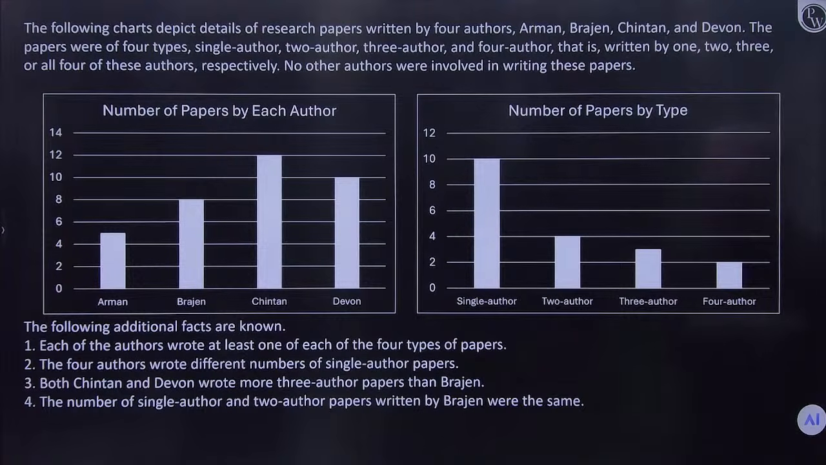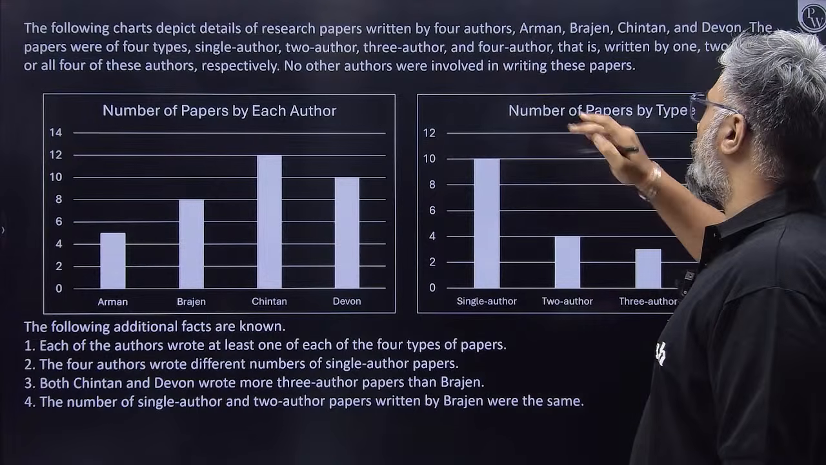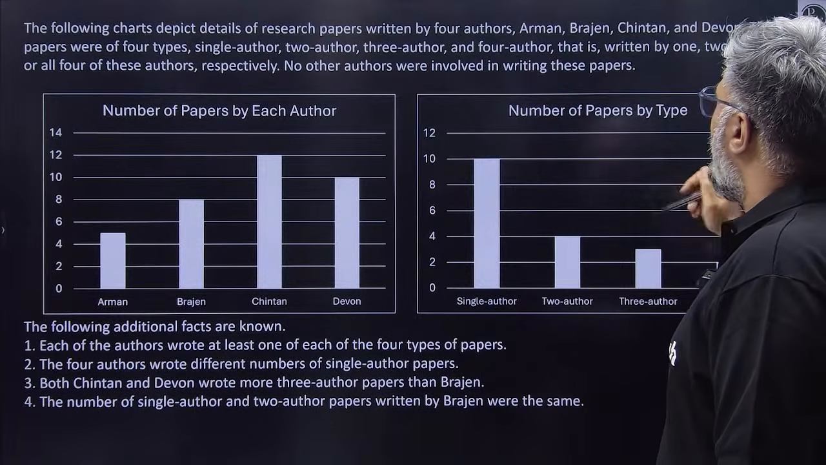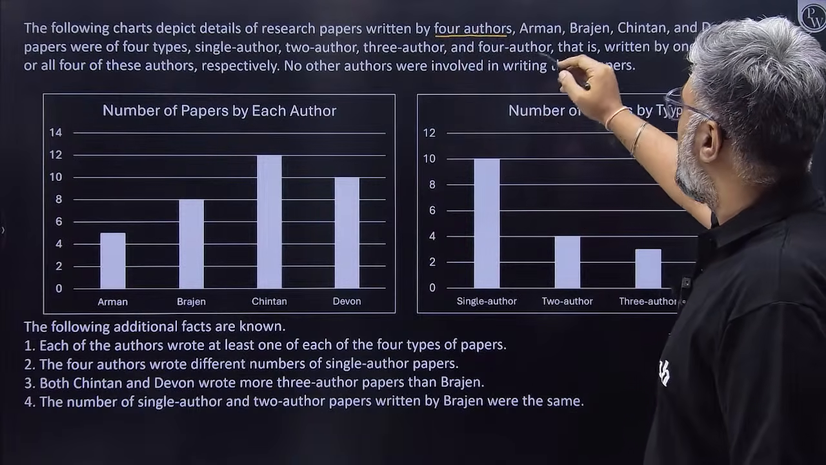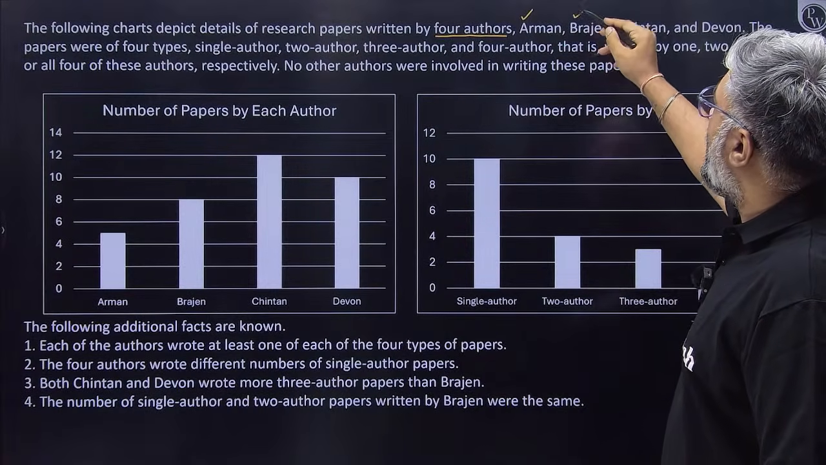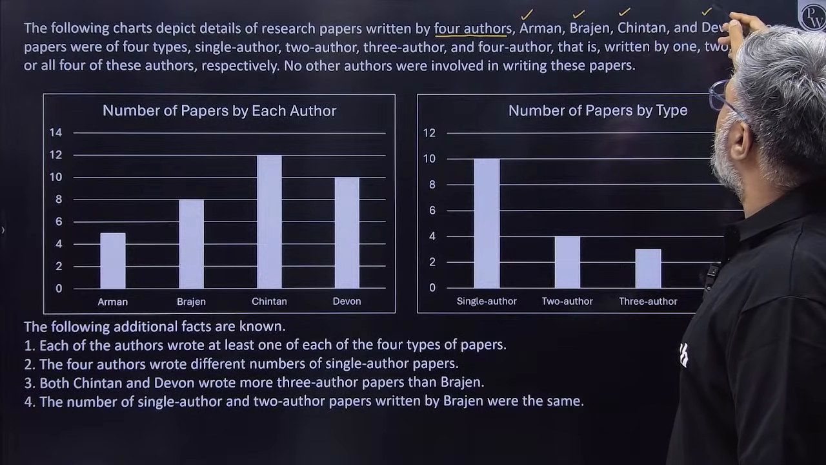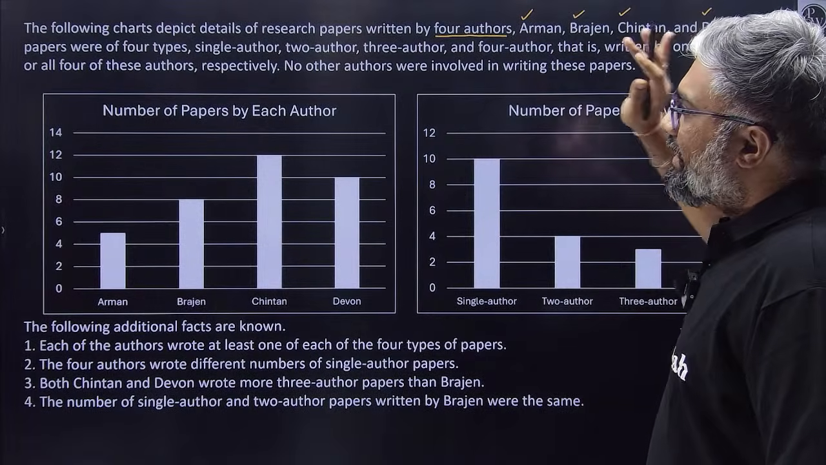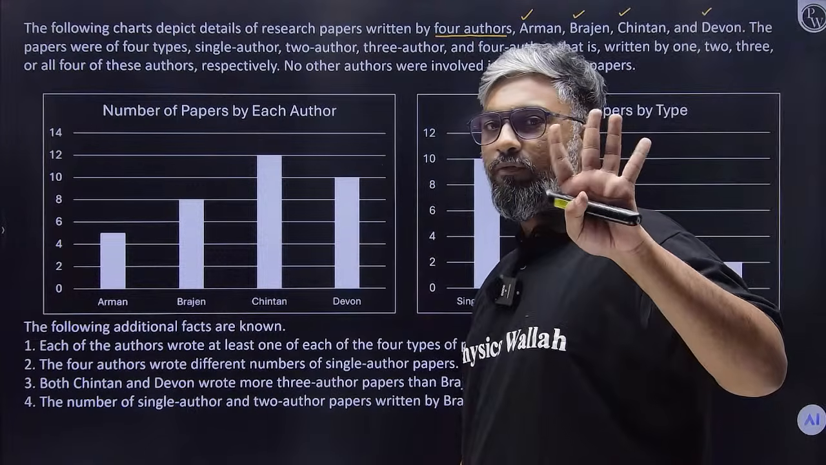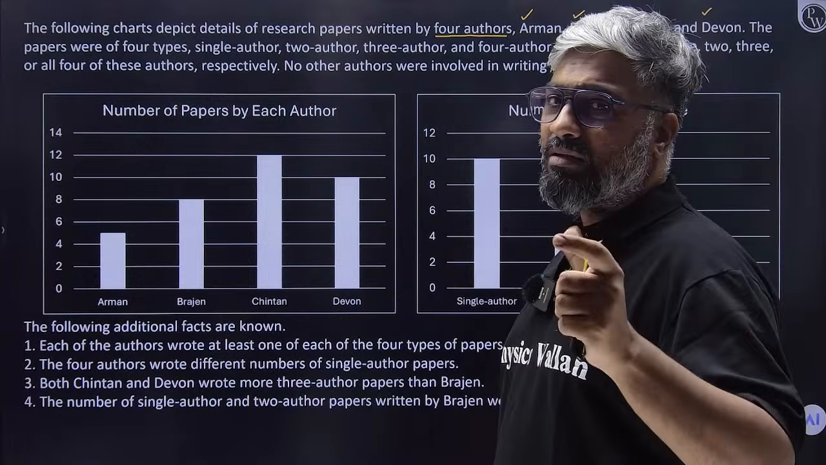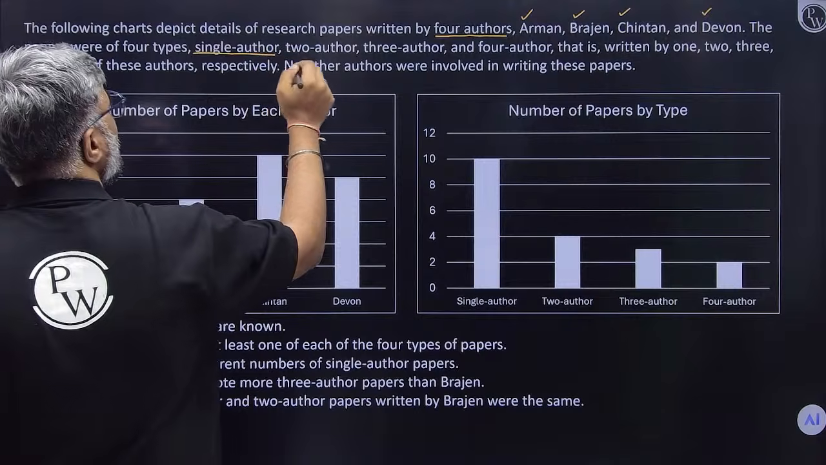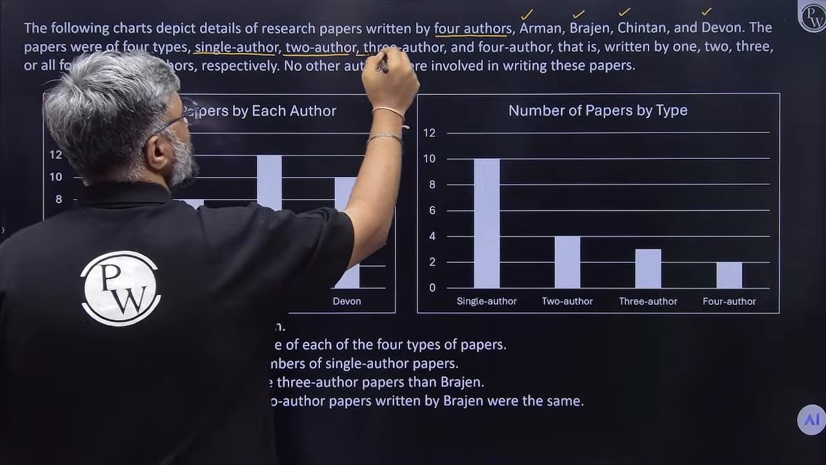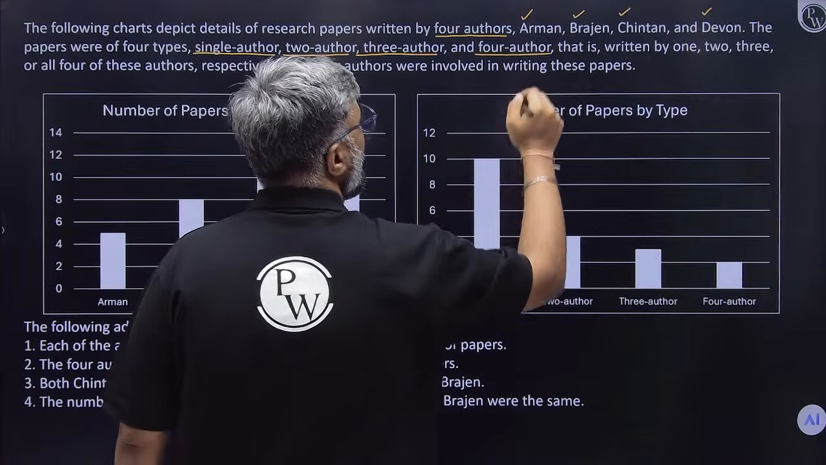Let's have a look at this one. The following charts depict details of research papers written by 4 authors. Okay, so we have 4 authors and they have written some research papers. Who are the 4 authors? Arman, Brahan, Chintan, and Devon, which is A, B, C, D. The papers were of 4 types. So basically 4 authors, and they're saying that the papers were of 4 types. There are papers written by single author, 2 authors, 3 authors, and 4 authors.